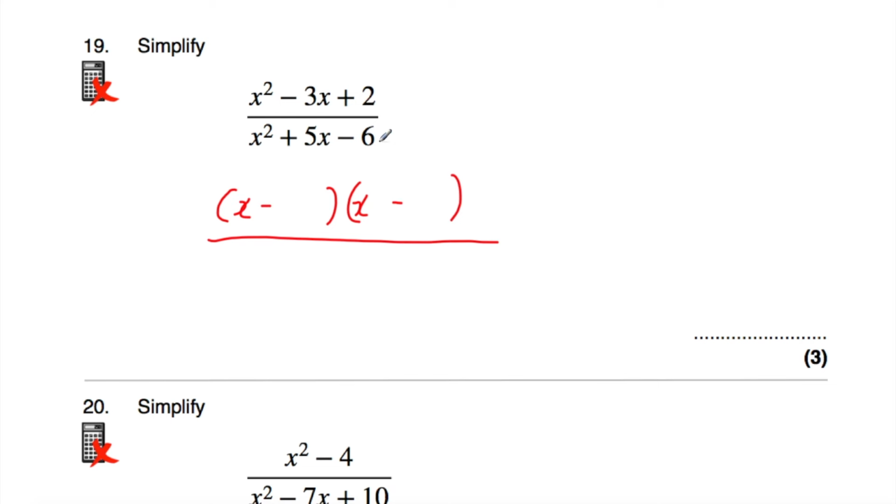Now, because they multiply together to be a positive and add together to be a negative, they're both going to be negative, and I'm thinking 2 and 1, because minus 2 times minus 1 is 2, and minus 2 plus minus 1 will be minus 3. So that's the numerator factorized. And in terms of the denominator, let's factorize that as well.